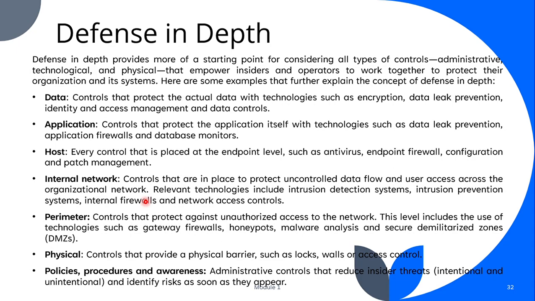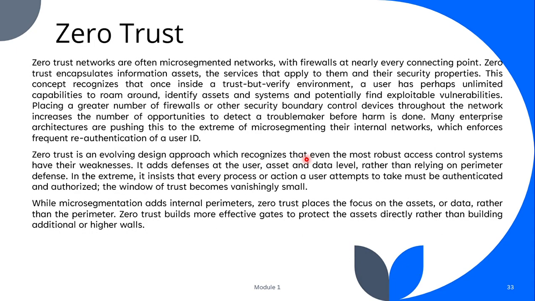So let me try and round up, because we have about 9 minutes more to finish the session, right? The next thing we have here is zero trust, which I have explained previously. Zero trust networks are often micro-segmented, with a firewall at nearly every connecting point. Zero trust is an evolving model that recognizes that even the most robust access controls have their weaknesses.